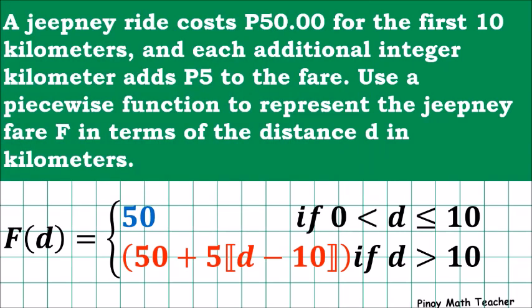Okay, tuloy tayo. So, kung halimbawa ang nabiyahe natin ay 12 kilometers. So, ang gagamitin natin yung second formula. So, isa-substitute lang natin dun sa loob. So, halimbawa, 50 plus 5 times 12 minus 10. So, 12 minus 10, that is 2. 2 times 5, that is 10. So, 50 plus 10, that is equal to 60 pesos.